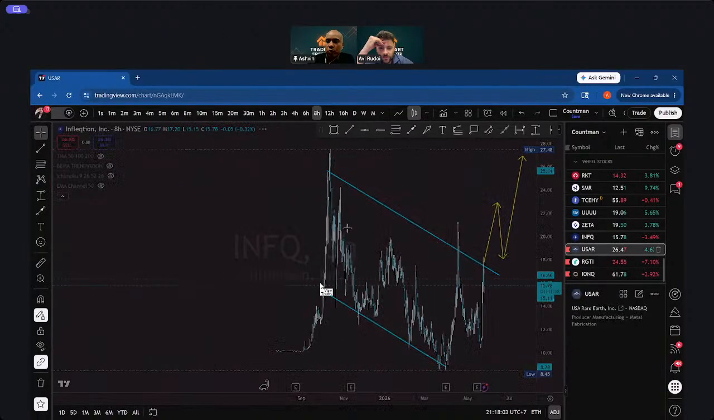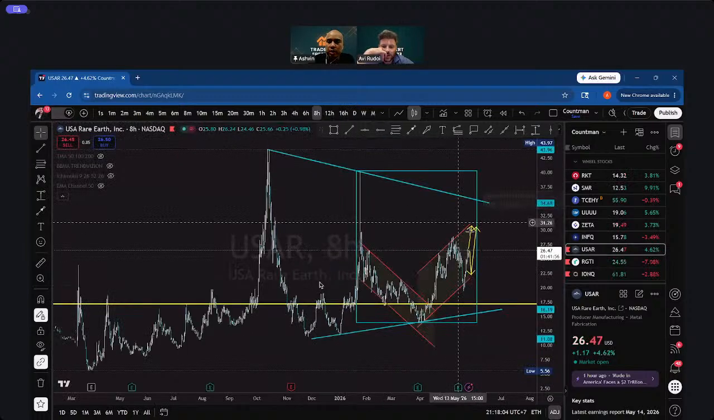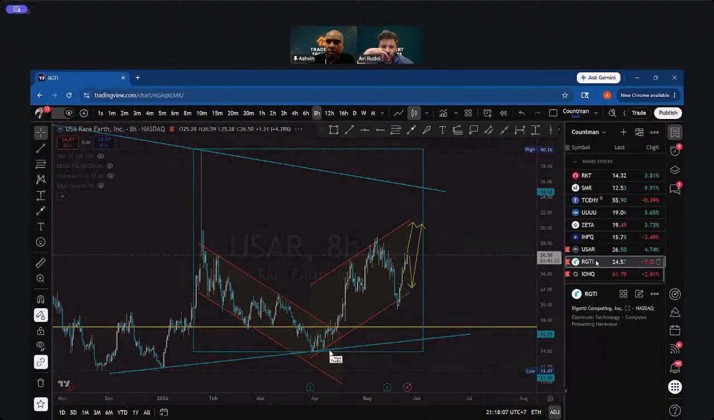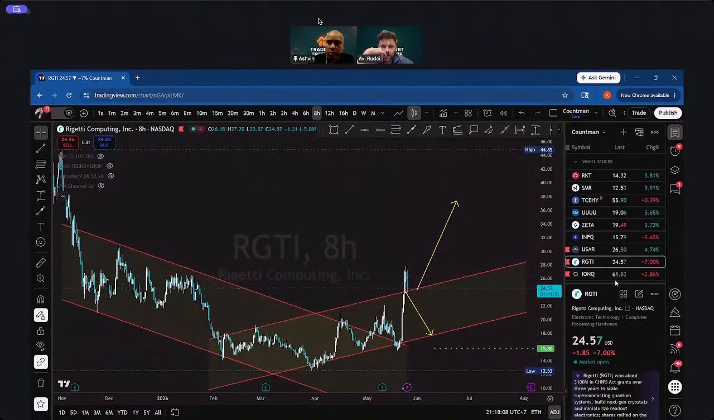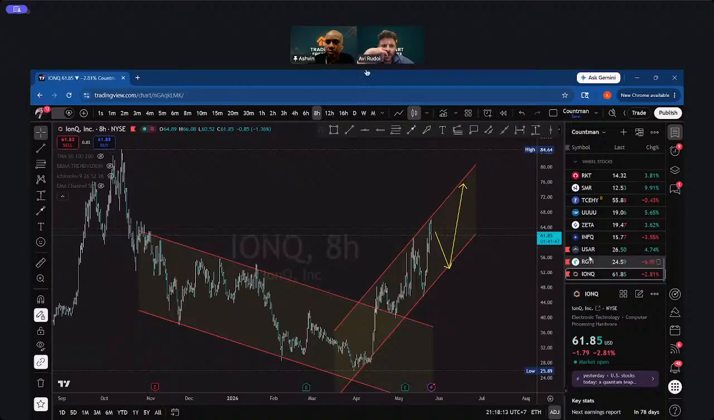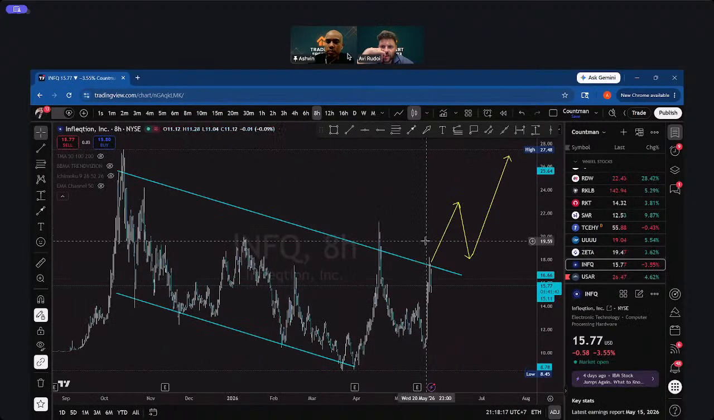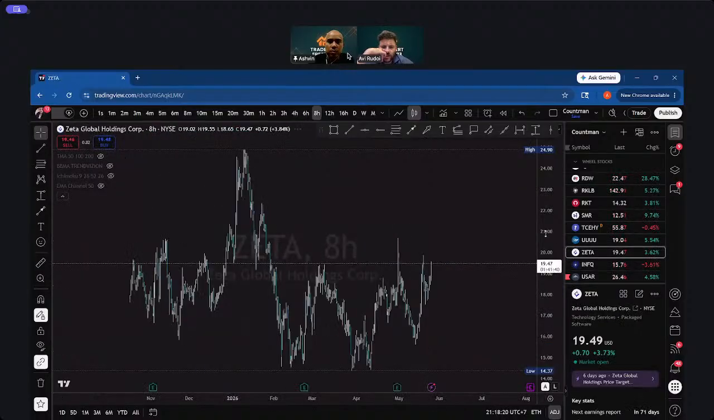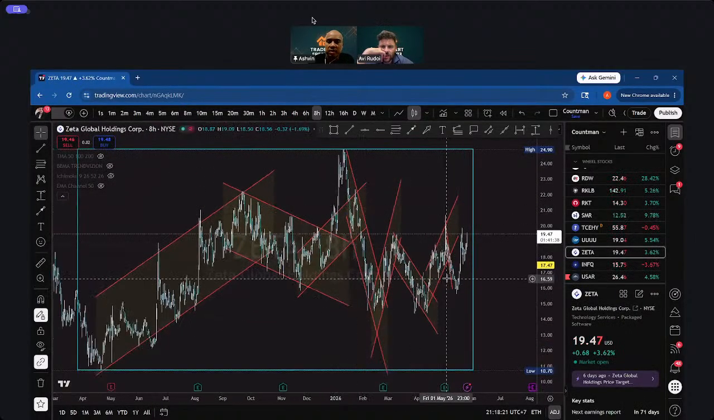So USAR is something that we can look at. RGTI is something as well if it comes back lower. IONQ as well if it comes back lower. So we have 3 stocks that we can play with this week so far. Let me see if I can get any other stocks or not. As I said, Zeta is just a bit risky, okay?